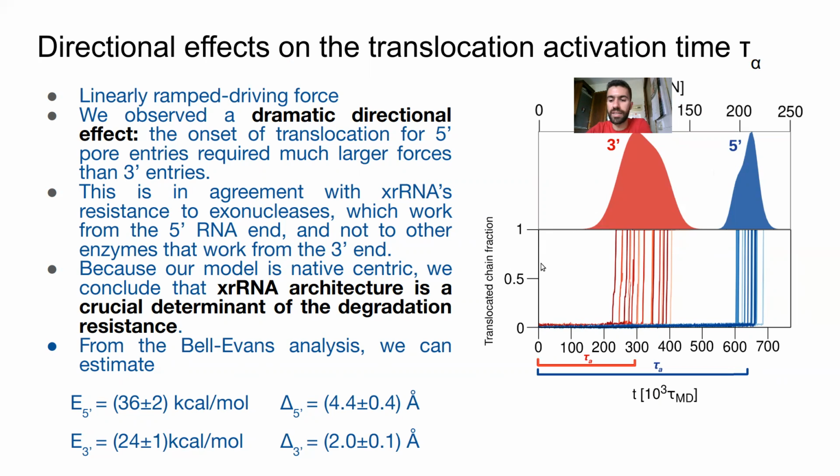From the Bell-Evans analysis, using the formula I showed before, we can estimate the energy barrier of this process and the width, and these are the results. And as you can see, of course, the energy difference is higher for the 5' end, and the barrier is larger.